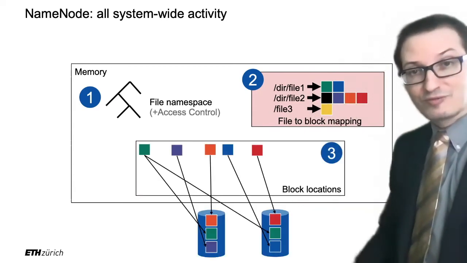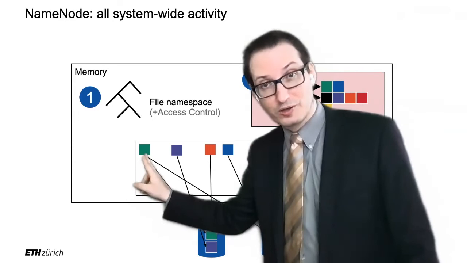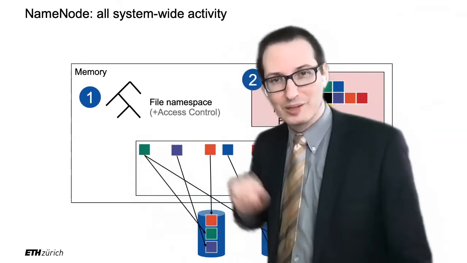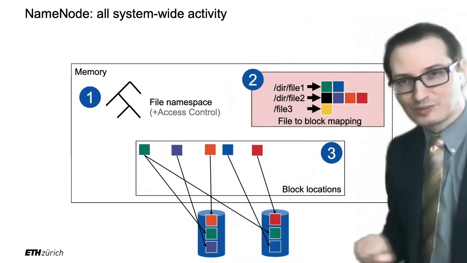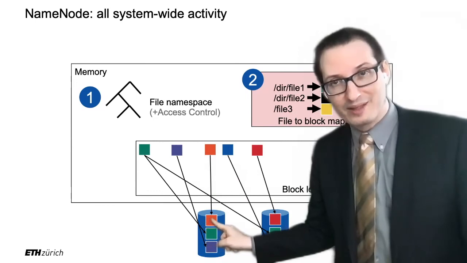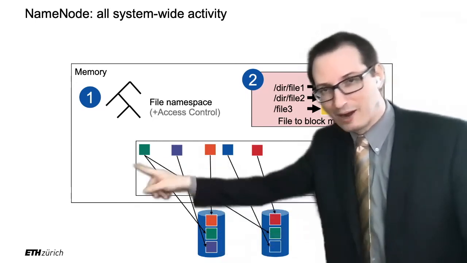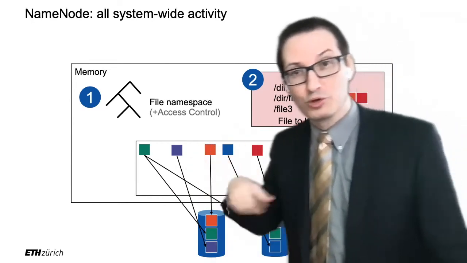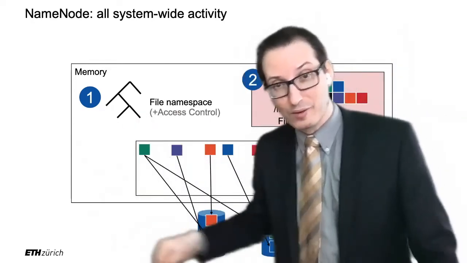And finally, we have the block locations. For every block, the name node knows where it is. For example, it knows that the green block can be found on this machine and on that machine. The orange block can be found on that machine. And by the way, they are all under-replicated. They should be there 3 times, so the name node will have to fix that and make sure that they are replicated.